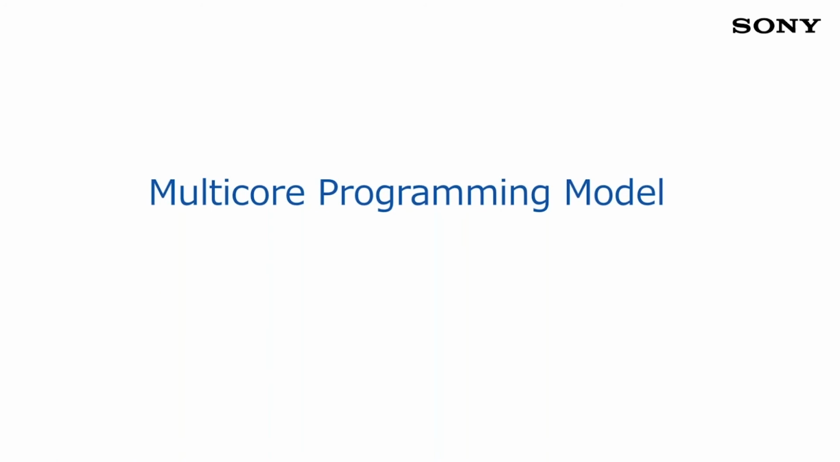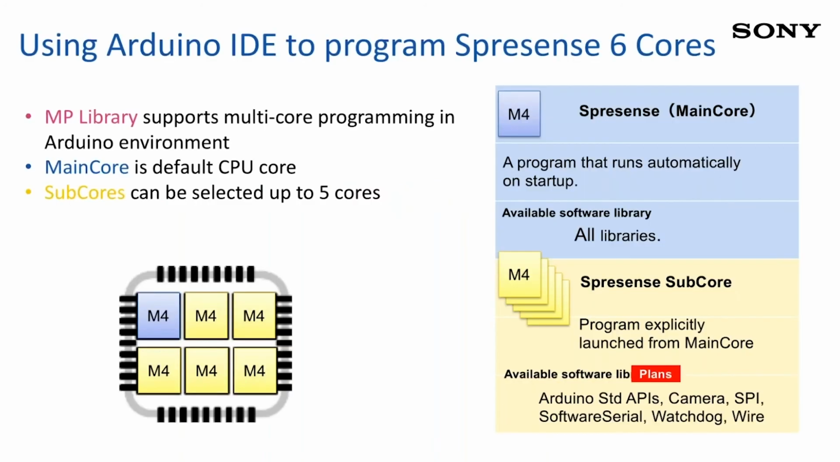And now this is another thing that I would like to talk about. Multi-core programming is powerful because we know a lot of people are using the Arduino IDE. But what we did, we made it easy to do multi-core programming with the Arduino IDE. Here is just a quick overview of what's happening. We have 6 ARM cores, but keep in mind there is always one core being the main core, and then I have 5 subcores that I can use. The main core is in blue, and the subcores are in yellow.